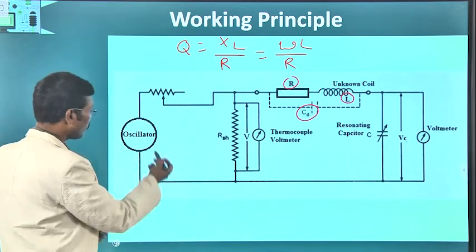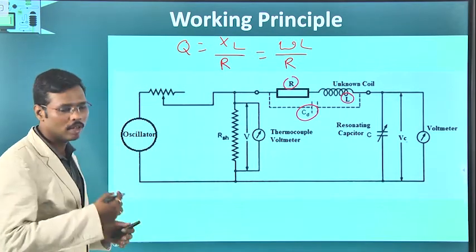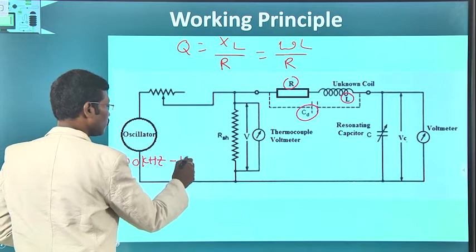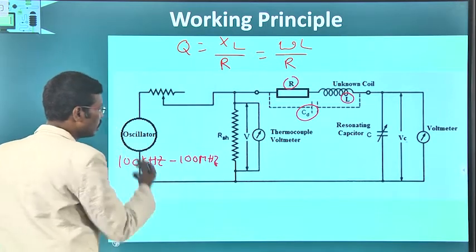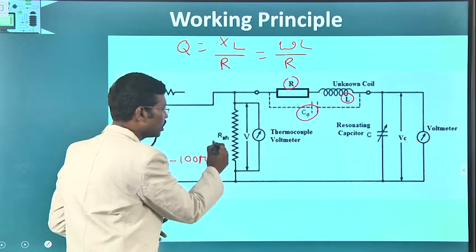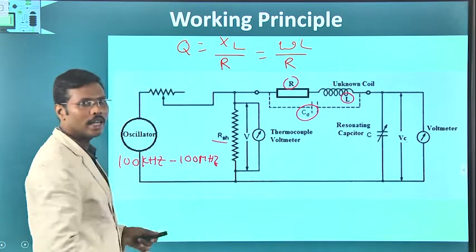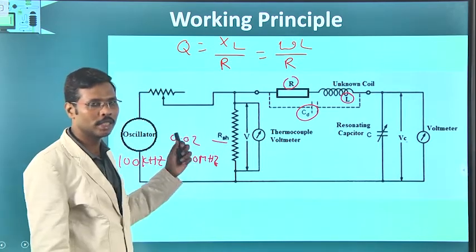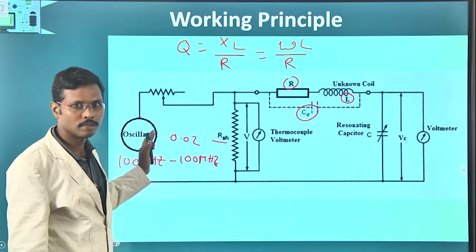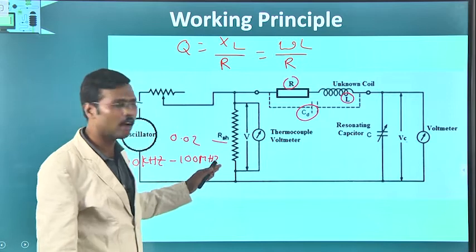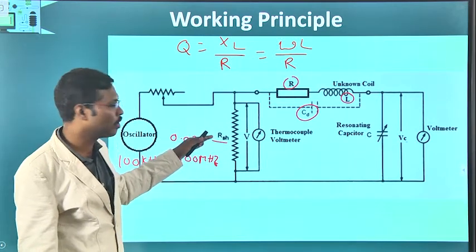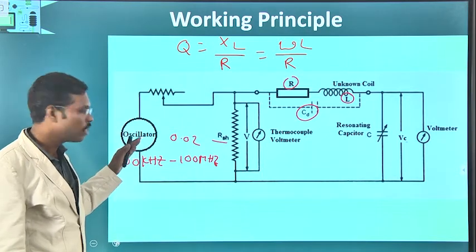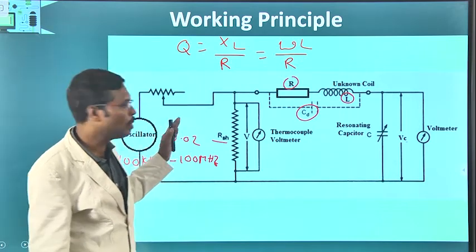So here we are using an oscillator, and this oscillator will be having a range of 100 kilohertz to 100 megahertz, and to this oscillator in parallel we are having a shunt resistance R_SH, and the shunt resistance value will be around 0.02 ohm. So a very low resistance will be used as a shunt resistor across this oscillator, and because we are using this shunt resistor of very small value, the voltage drop across this resistor will be very small, and the total voltage across this oscillator, which is given as input, will be flowing through the circuit.